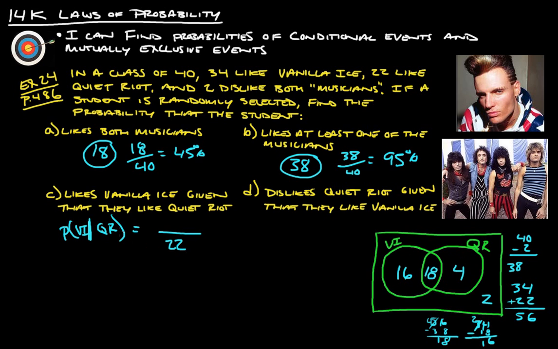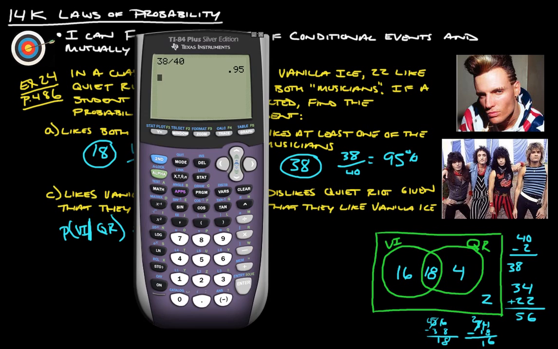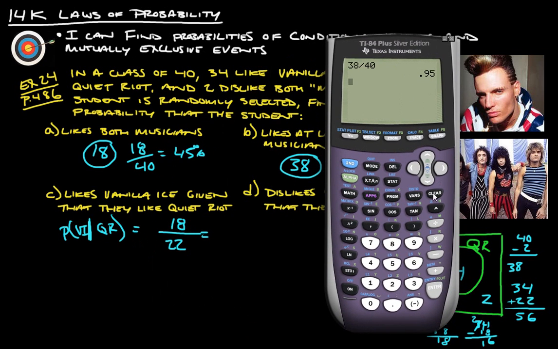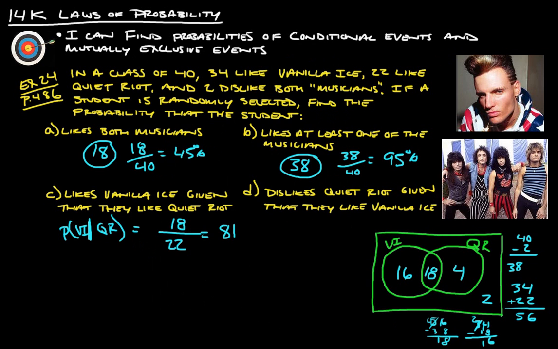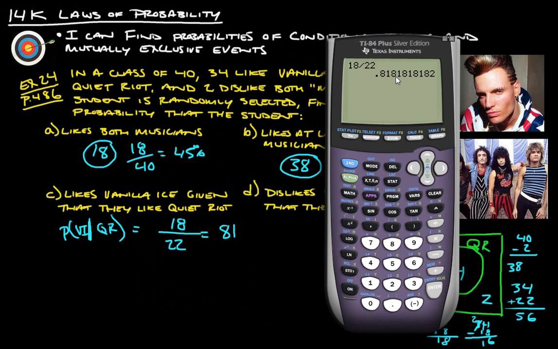Now, what is the probability that of those 22 people, how many of them are going to like Vanilla Ice? So that would be our 18, because 18 is in this section of Vanilla Ice and Quiet Riot. So it's 18 out of 22, which if we calculate that out, 18 divided by 22 gives us 81.2%. Oh wait, was that 81.2? No, that was 81.8%.